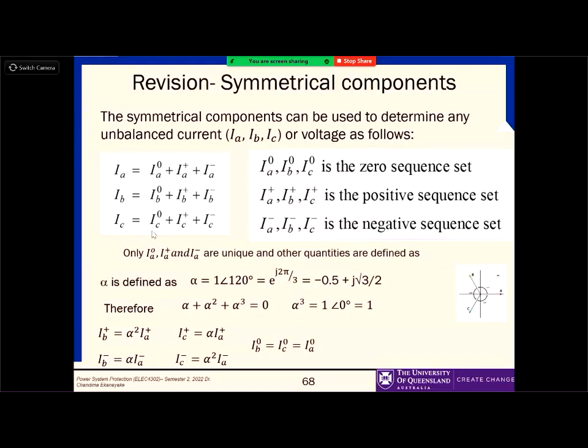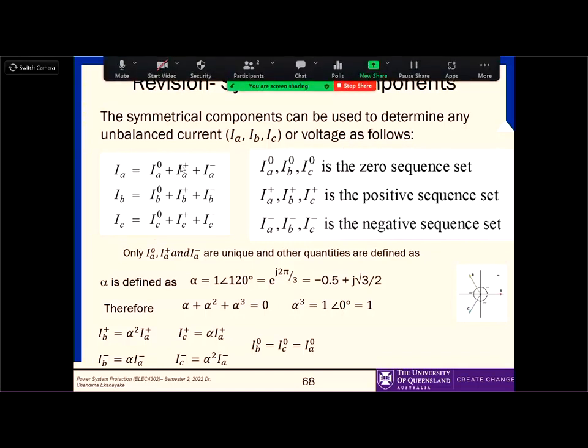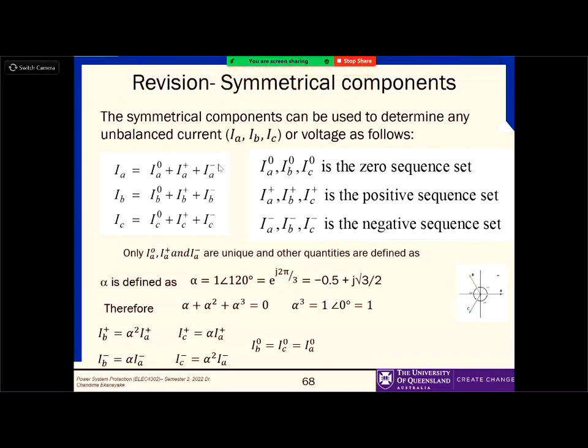Of course, a balanced system can be represented with the symmetrical components, but then IA minus and IA zero will be zero, right? So if it is a balanced system, the zero sequence and negative sequence become zero. Now, what appears here is that the current in phase A is equal to its zero sequence current plus positive sequence current plus negative sequence current. This denotes the zero sequence component in phase A, the positive sequence component in phase A, and the negative sequence component in phase A. So that is the notation.